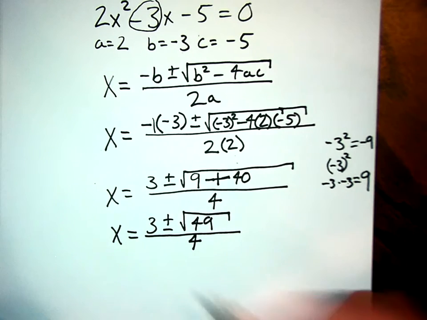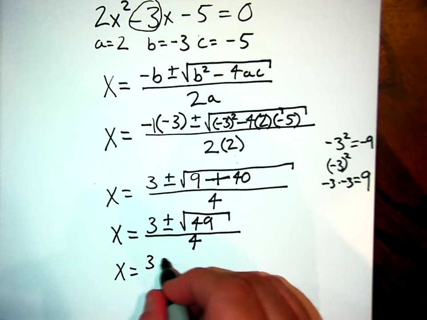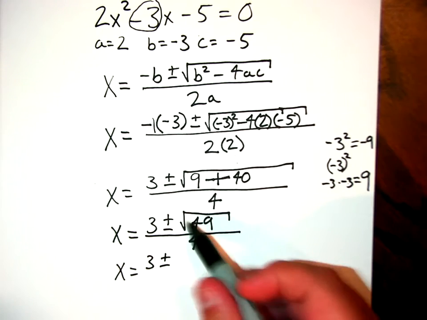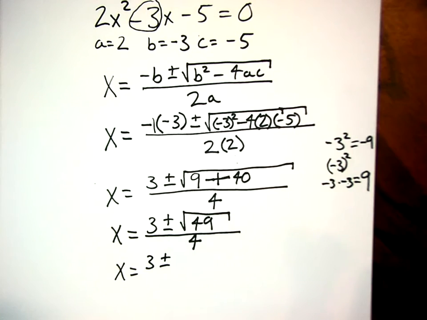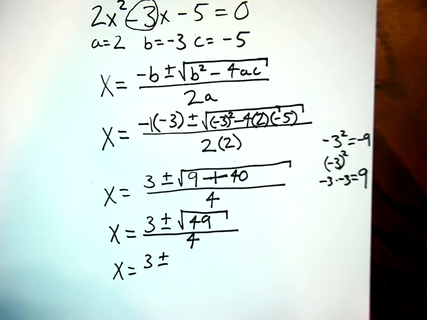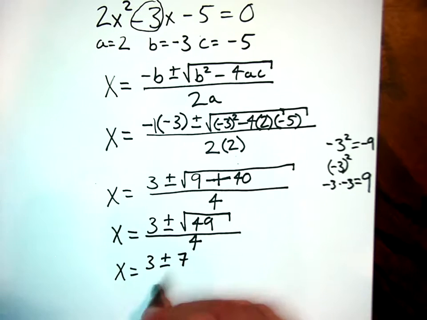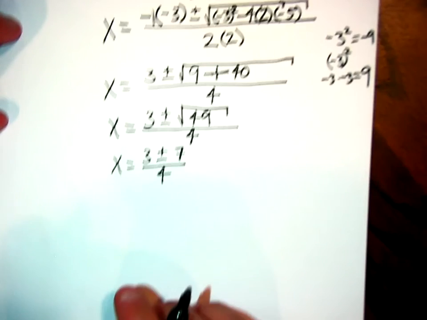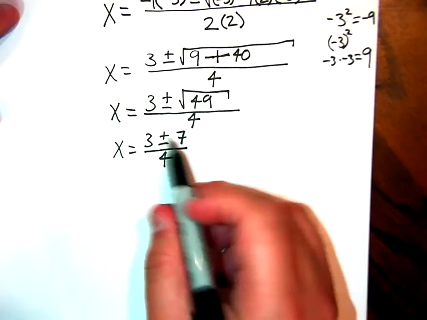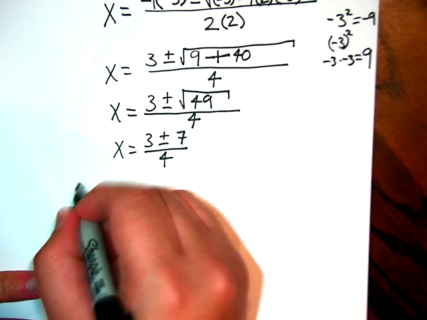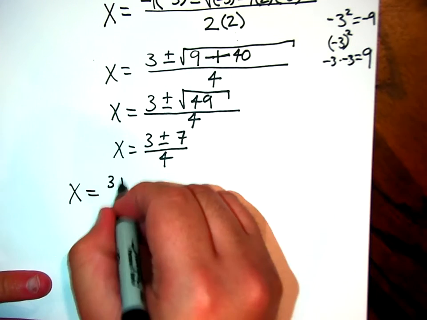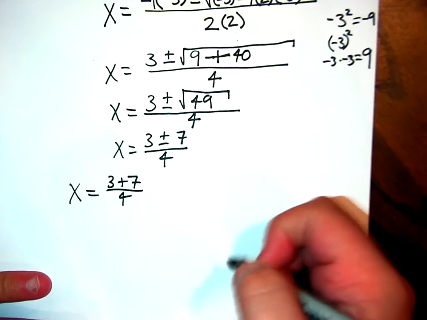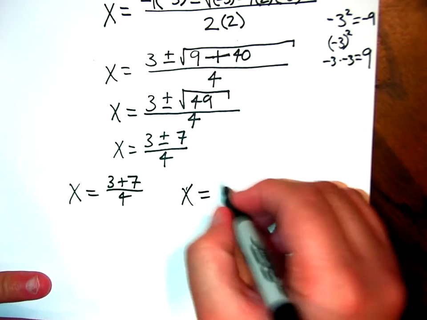Okay. One more step. 3 plus or minus. And we're still looking at the radical here because it can still be simplified one more time. Okay, and that radical, that square root of 49, if you use your calculator, you'll see that it's 7. Okay, and divided by 4. Now this is going to be the part where we split our signs here into two answers. Okay, so let's go ahead and do that. One of them is going to be x equals 3 plus 7 over 4. And the other one is going to be x equals 3 minus 7 over 4.